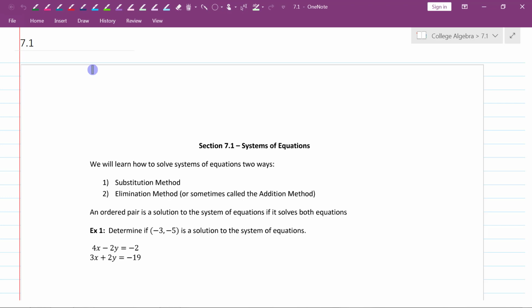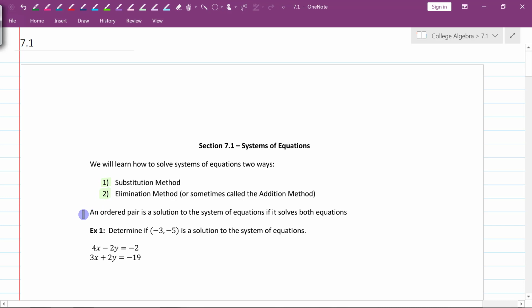In this section, we are covering systems of equations and how to verify that a potential point is a solution to the system of equations, and also then to solve for the solution of the system of equations. In particular, when we're talking about systems of equations, what we're talking about is the intersection of two straight lines. So we're going to be learning how to solve systems of equations in two ways. The first way is going to be called the substitution method. The second option is called the elimination method, or also sometimes called the addition method.